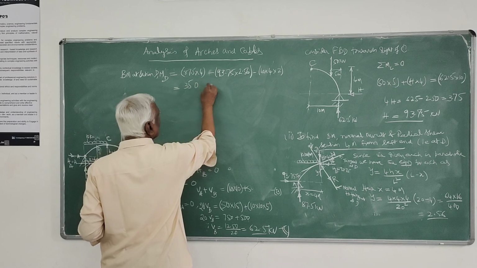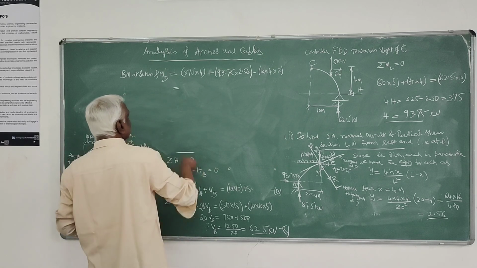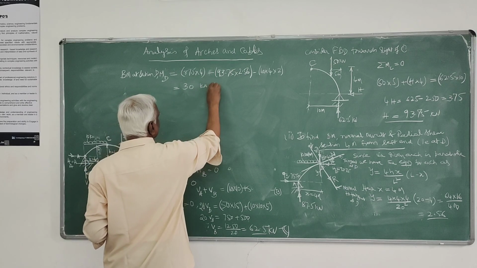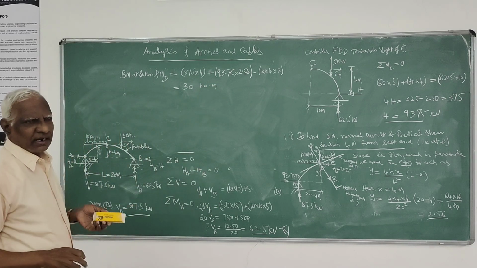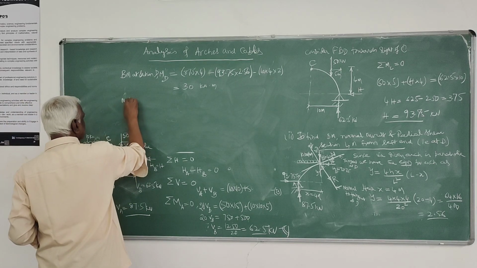Total final answer is 30. Yes, that is the bending moment at D. Next, normal thrust.